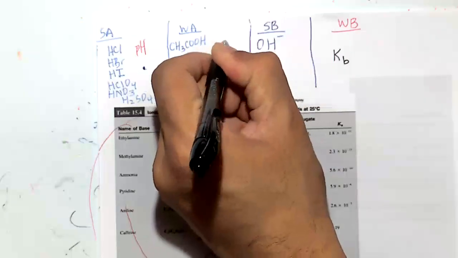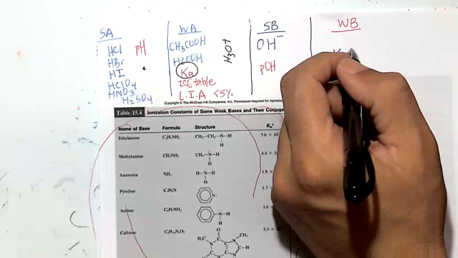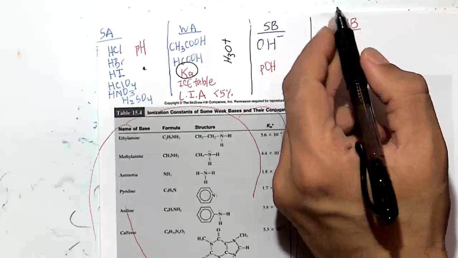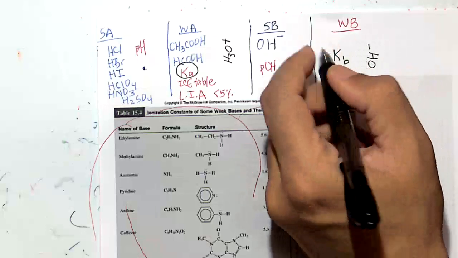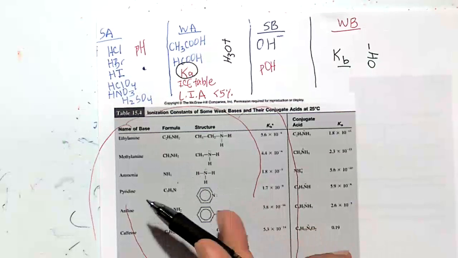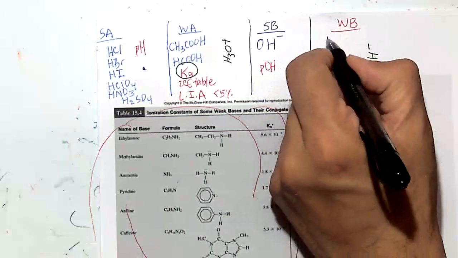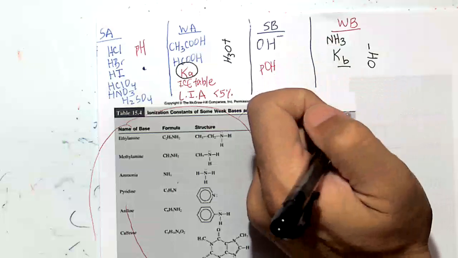Okay, Kb. So Ka, these acids will react with water to give you what? Remember this equation. You should know this for the exam, H3O plus. These weak bases will react with water to give you OH minus. So that is a Kb. They react with water, all these weak bases. A classic weak base is NH3, ammonia.